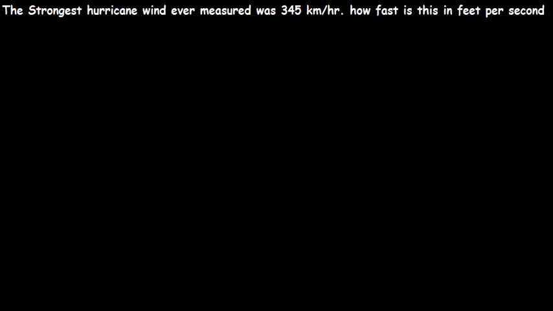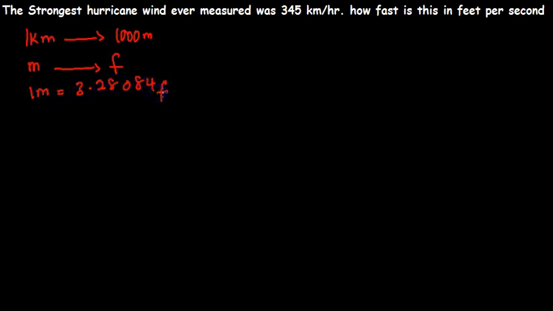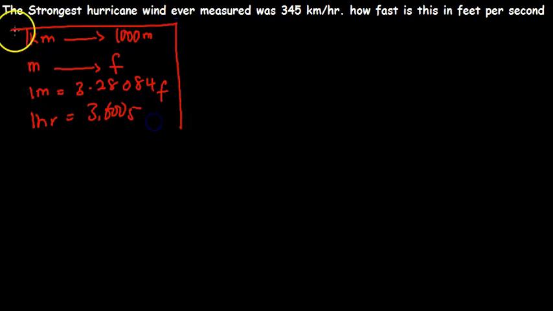How can we solve this problem? We know that 1 kilometer is equivalent to 1,000 meters. If that's the case, how can you convert meters to feet? You should know that 1 meter is equivalent to 3.28084 feet, and 1 hour is equivalent to 3,600 seconds. Keep this aside, it's going to be very useful throughout our calculation.